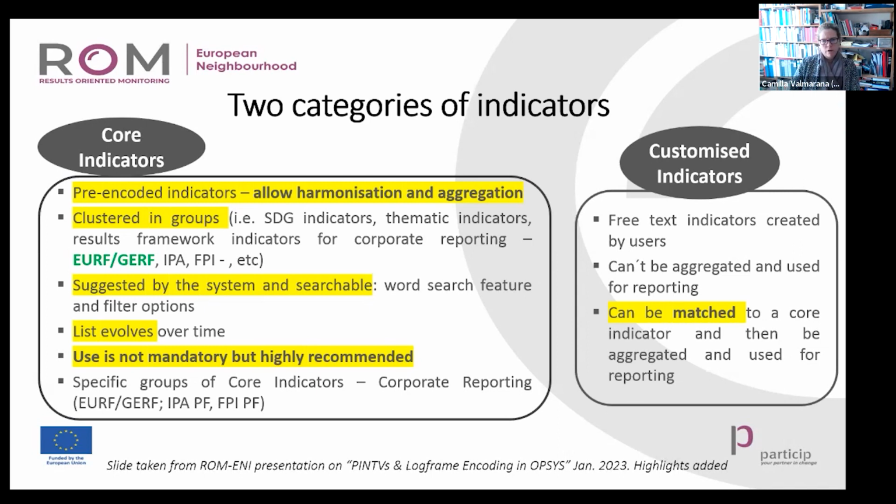And then there's a second macro category of indicators, which is that of customized indicators. These are indicators that you will basically draft to meet the needs of your intervention. So if you have a result which cannot be measured through existing core indicators, then you draft a customized indicator. Free text indicators created by the user. They cannot be aggregated and used for reporting at corporate level. They can and should be, of course, used to report at intervention level. But they could also be used for corporate reporting if they are matched to a corporate indicator.